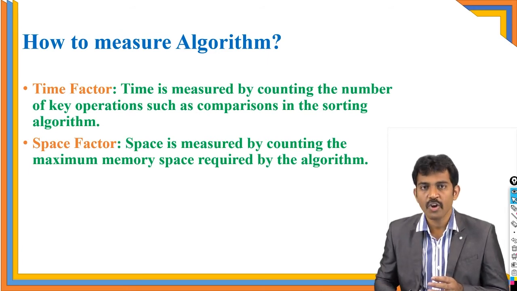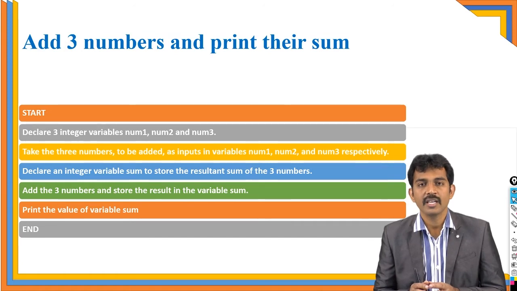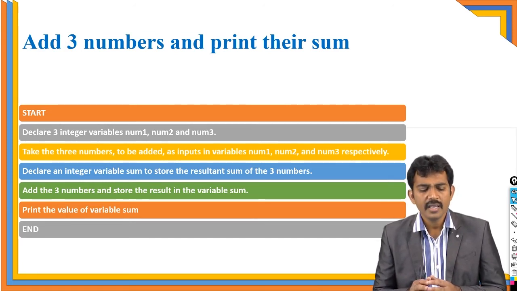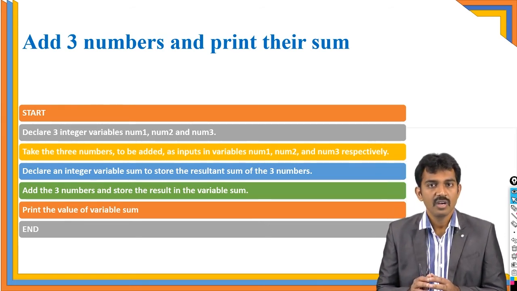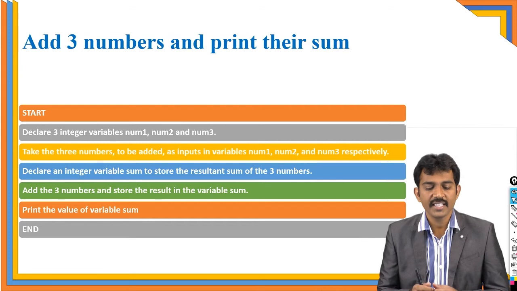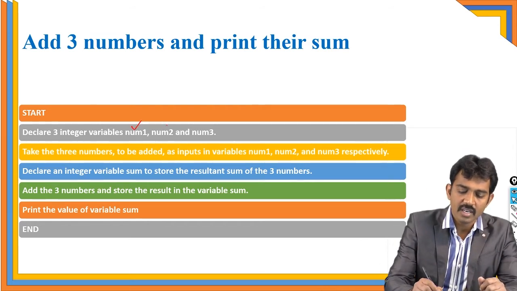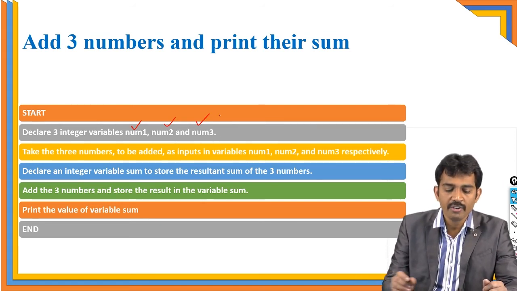Here I am going to explain one algorithm: adding 3 numbers and printing the sum. How many variables are required? Tell me. 3 variables, right? Yes or no? The first step is declaring 3 integers: num1, num2, num3. Observe clearly. We require 3 variables. After that, what did we do here?